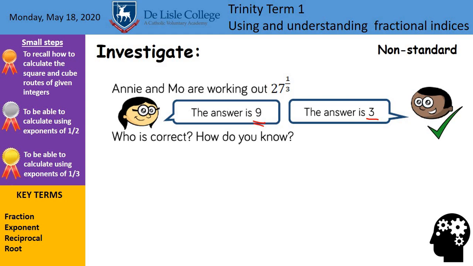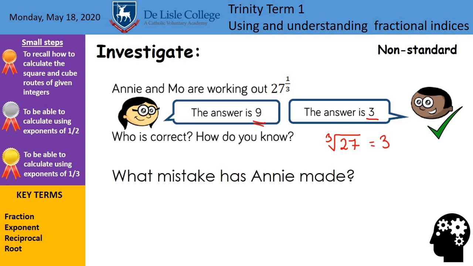Well, you should know that Mo is correct, and Mo is correct because he knows that when it's something to the power of a third, what you're looking for is the cube root, and 3 times 3 times 3 gets you 27. What mistake has Annie made though? Please pause the video and have a look and see if you can work it out.